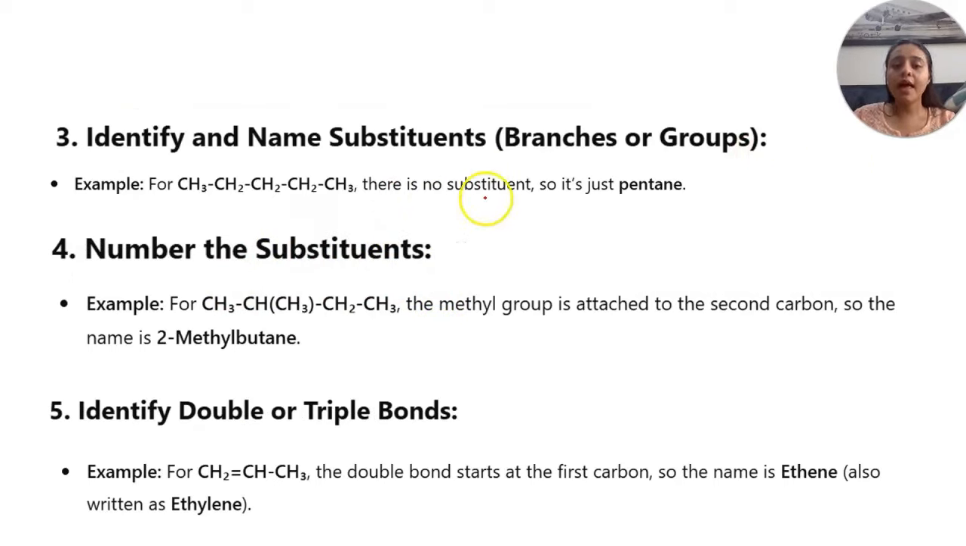For example, we have this. You can see there's a simple long chain and we have just written the name pentane because it doesn't have a branch. Now for rule number 4, if there are substituents or a branch, in certain questions the branch is not given out separately. They just write it down in brackets like this. So it will look like this. So this is your branch.